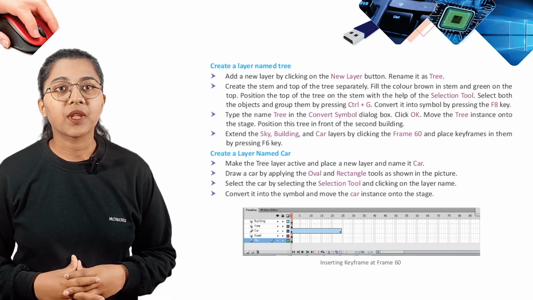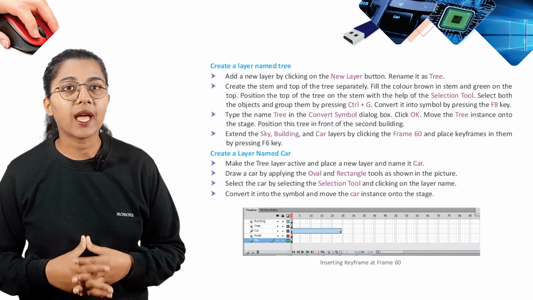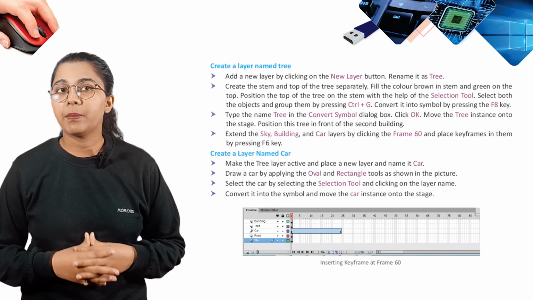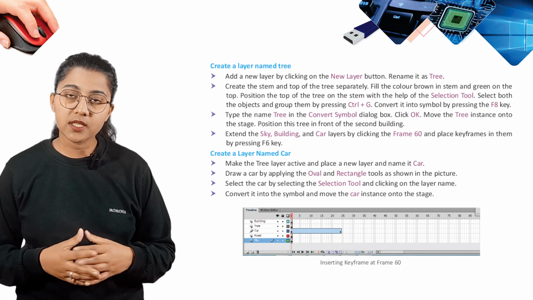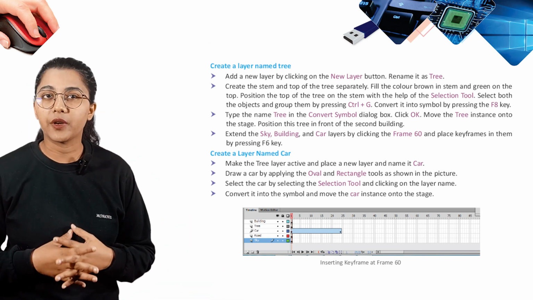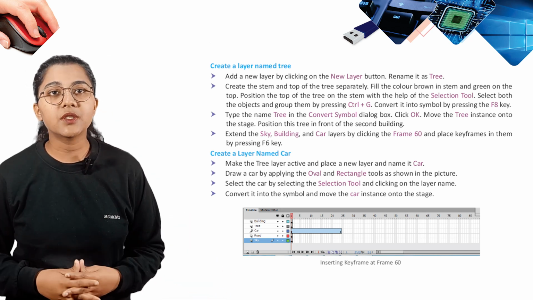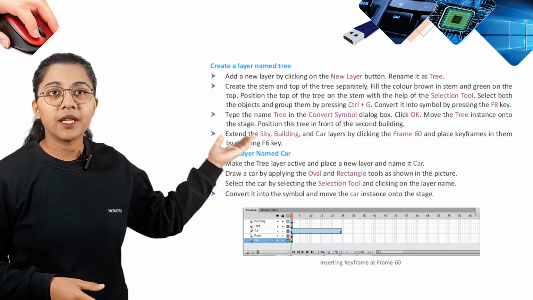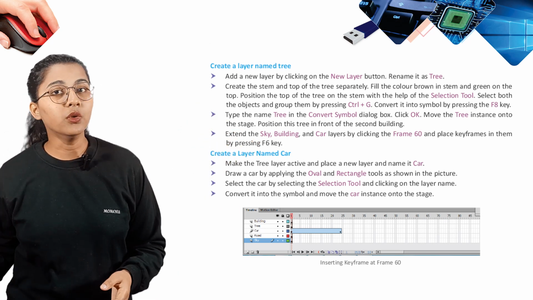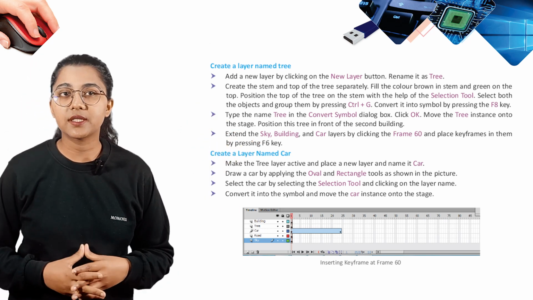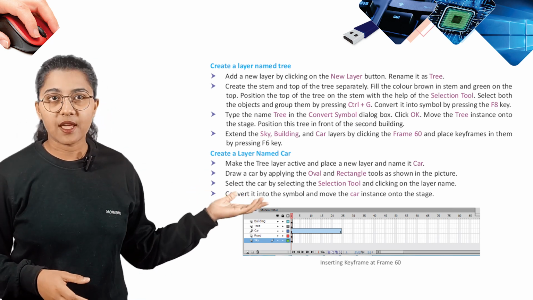Now next, extend the sky, building and car layers by pressing the F6 key. So students, this is how you can make your tree in your drawing. Now let's read about creating a layer named car. So now we are going to make a car. So let's read these steps.